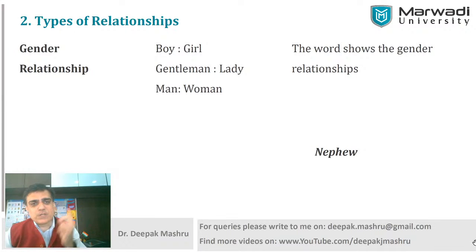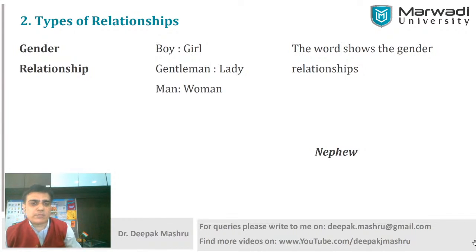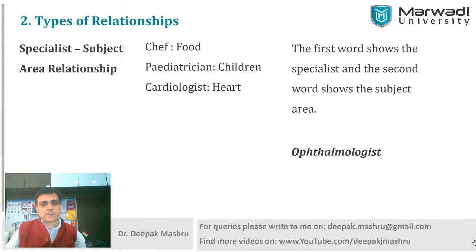So boy is to girl. That means male to female. Gentleman to lady, male to female. Men to woman, that is male to female, right? So what can be the other word for nephew? Can anybody tell me? Niece. Excellent, excellent, excellent. Very good. I'm very happy that you people are participating, right? Very fast in a way.